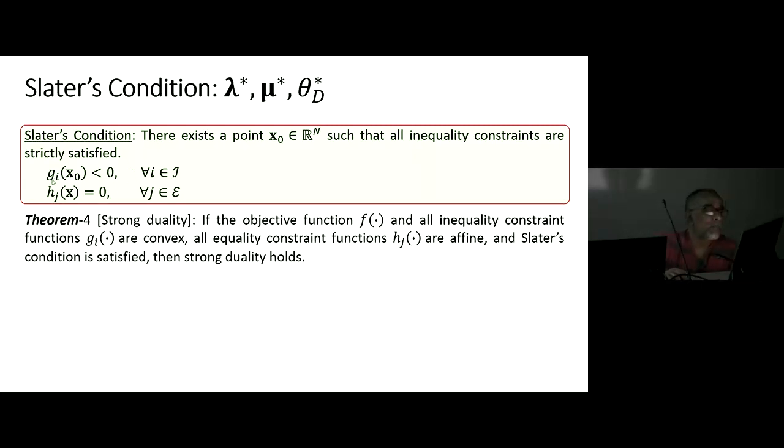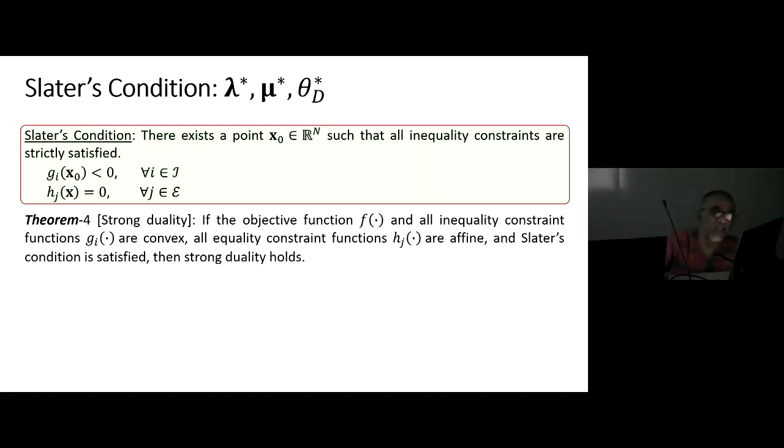Okay, so this is Slater's condition. If the objective function and all inequality constraints are convex, and all equality constraints, Hj of x, are affine, that is linear plus a constant, and Slater's condition is satisfied, then strong duality holds. Now, this is a sufficient condition. Even if Slater's condition is not satisfied, strong duality could still hold.